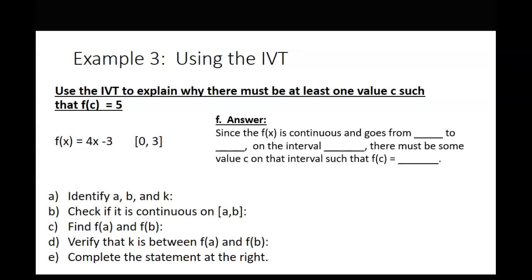Since f of x is continuous and goes from, what did it go from? F of x, not x. -3 to 9 on the interval. Those are x values. So since the function is continuous and goes from -3 to 9 on the interval from 0 to 3, there has to be some value c on that interval such that f of c equals what number? 5.